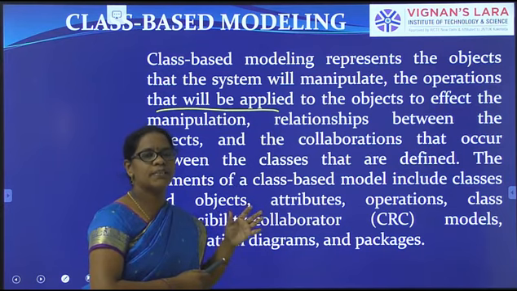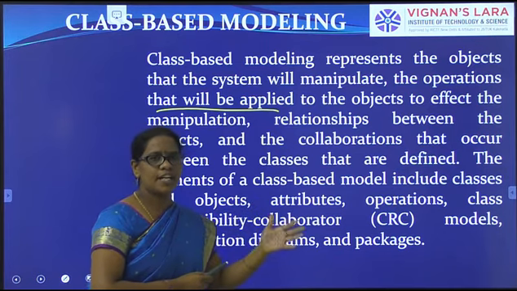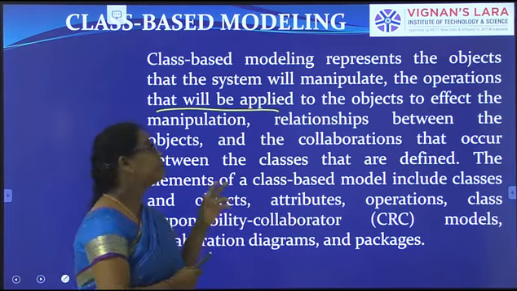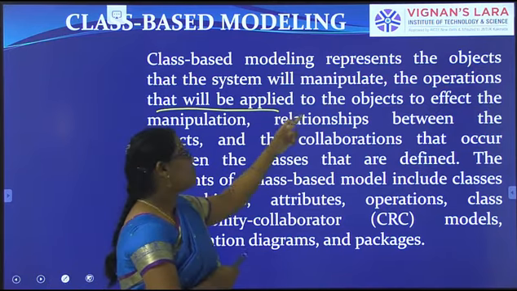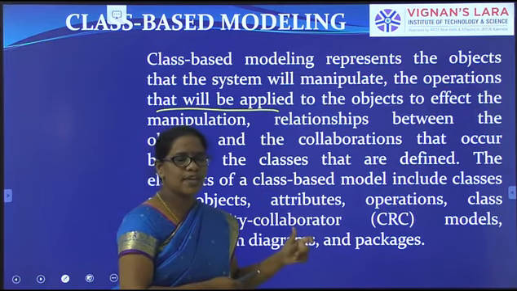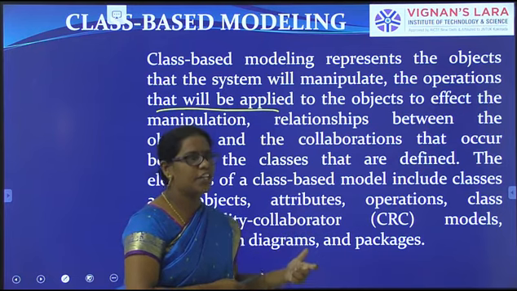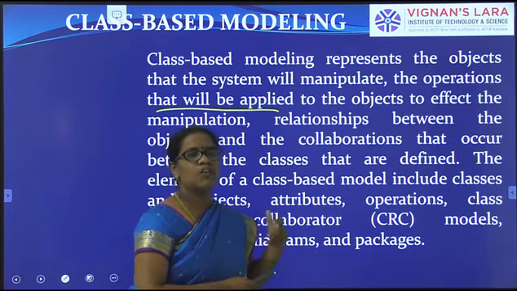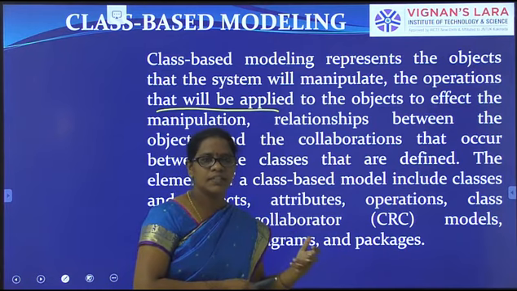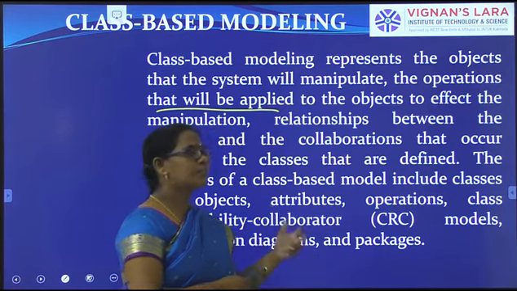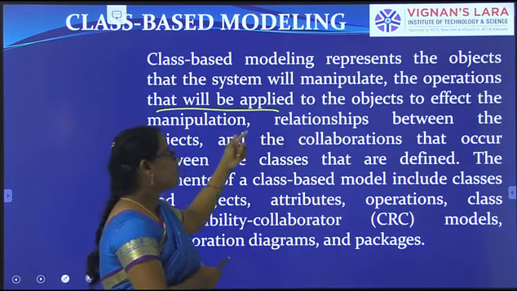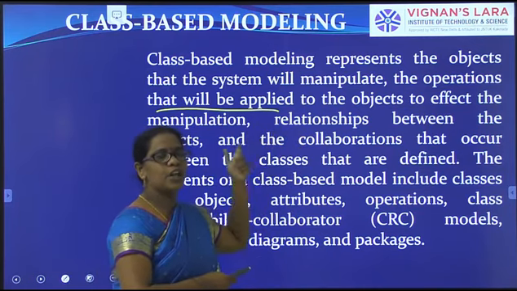An object must be a thing or place or animal. Whatever we are representing, that is considered a class. Okay, sorry, an object that the system will manipulate. Whatever objects we are using, we can manipulate. That means we can change the operations that will be applied to the objects. The operations, that means the functions and methods that we are using, can also operate on the objects to affect the manipulation.